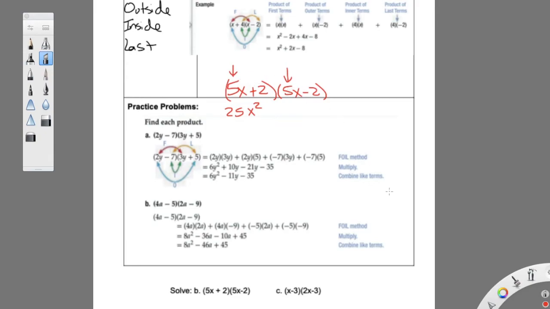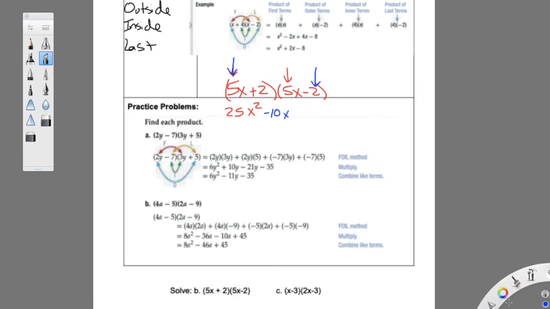Then I have outside. So outside would be the farthest to the outside. So really the first thing and the very last thing. So 5x times negative 2, and you're multiplying these terms every time you see them. So 5 times negative 2, you get negative 10x.